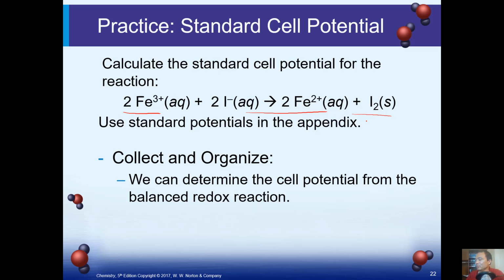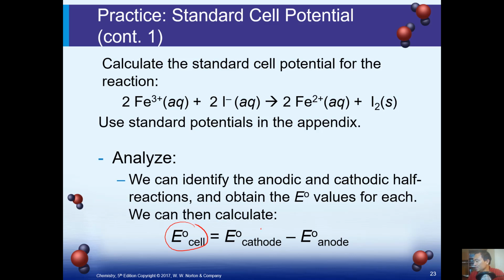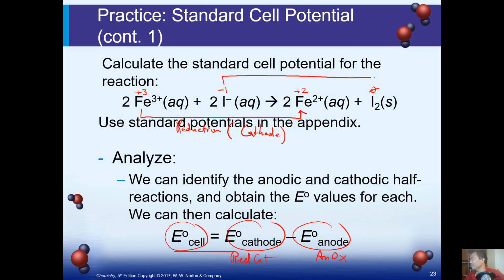The first thing you need to remember, the E cell is always E cathode minus E anode. So what you need to decide is which one is cathode, which one is anode. To remember, cathode is where reduction happens, because we have red cat and an ox. So when you do the oxidation state assignment, this is +3, and this is -1, this is +2, and this is 0. So apparently we can see iron is being reduced from +3 to +2. So this is the reduction half, or in other words, this is the cathode. Okay. And iodide is being oxidized to I2 from -1 to 0. So this is oxidation. In other words, this is the anode.